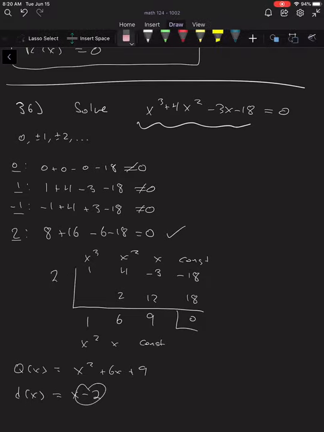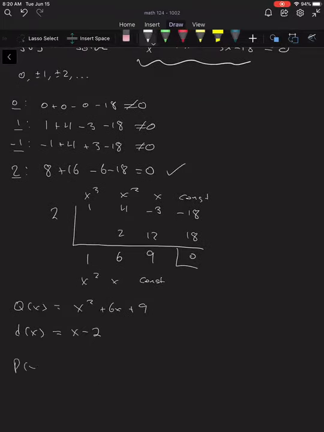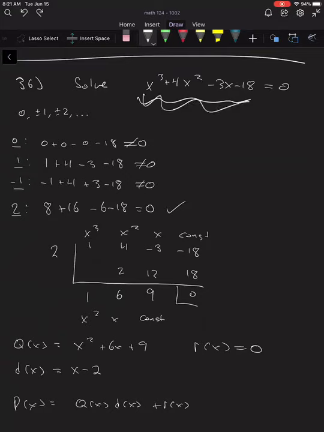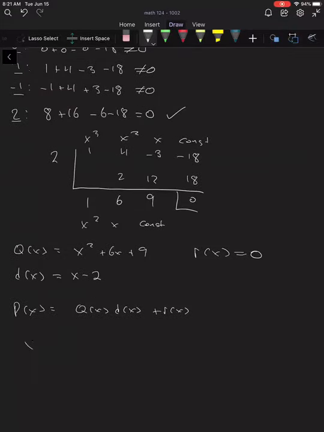So now the whole reason of doing this is because we have that one formula that p of x is equal to q of x, d of x, plus r of x. Up here we see that r of x is equal to 0. R of x is always that thing in the box. So then if we plug everything into this formula, remember we were trying to solve this equation up here. x to the 3 plus 4x squared minus 3x minus 18 is equal to 0. But now that's just this piece right here is just p of x.